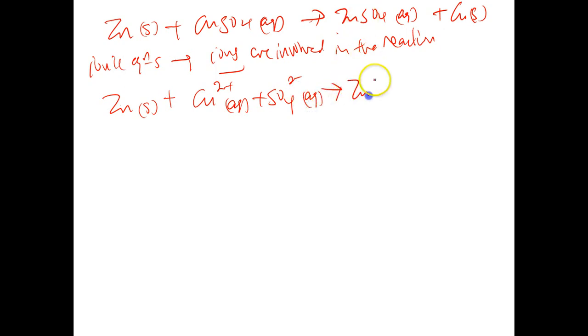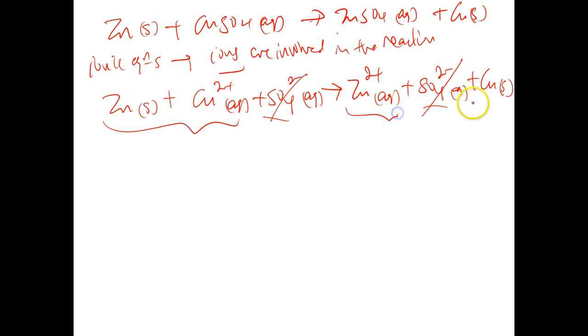Zinc sulfate (aq) can dissociate to give you Zn2+ (aq) plus SO4 2- (aq), and copper solid remains as copper solid. So what ions are present on both the left and right side of the equation? It is the sulfate ion, and we can cancel these two ions out because they do not participate in the reaction. If it starts off with SO4 2- and it ends off with SO4 2-, it means that there has been no change to the SO4 2-, so it remains the same, unchanged. So what we have left are the ions or elements which clearly take part in the chemical reaction.